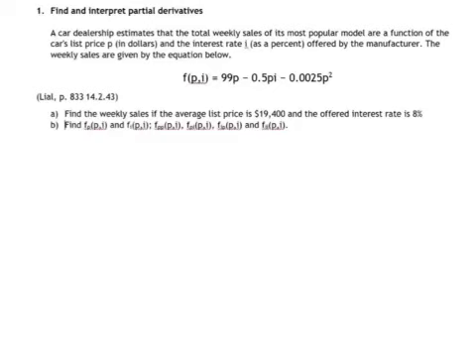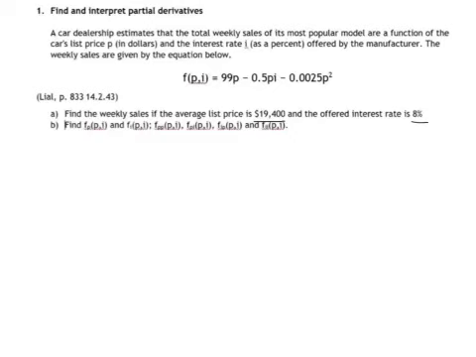So we're going to look at the question and remind ourselves that it says that the interest rate is given as a percent, so we're not converting that to a decimal to use in this function, and we have the list price as $19,400. So for part A, we're simply finding the weekly sales by substituting 19,400 in for every P in the equation and 8 in for every I we see in the equation.